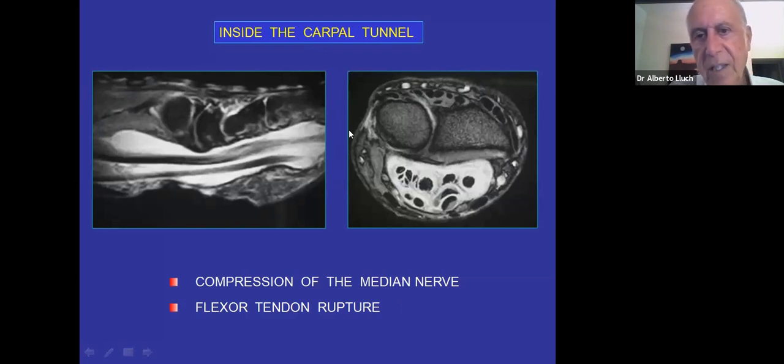And here we can see in the cross section, radius, head of the ulna, and this is the synovitis around the flexor tendons. And here we can see the median nerve compressed and pushed to the periphery. The symptoms will be compression of the median nerve.